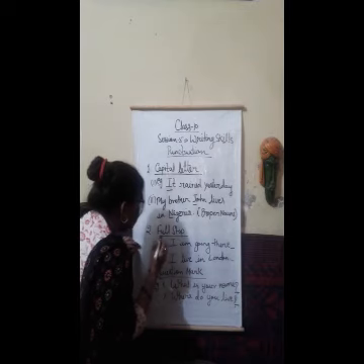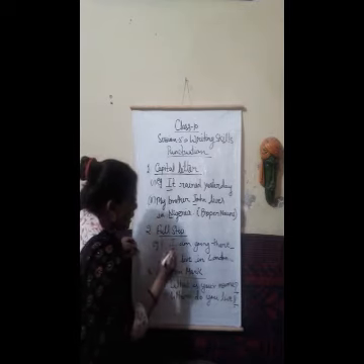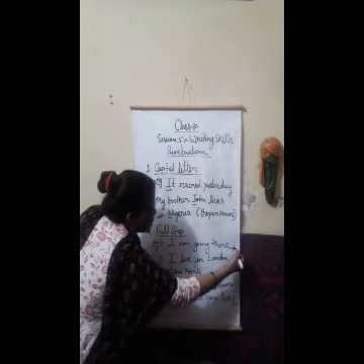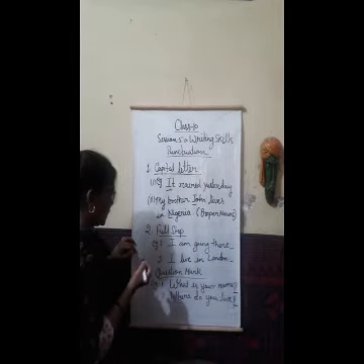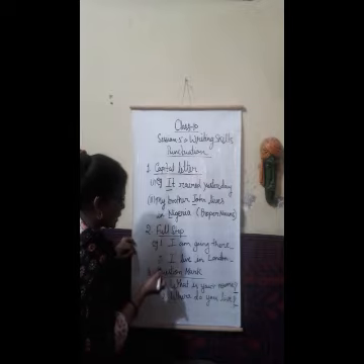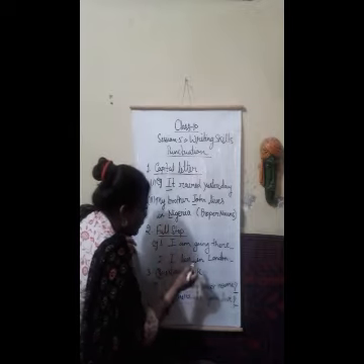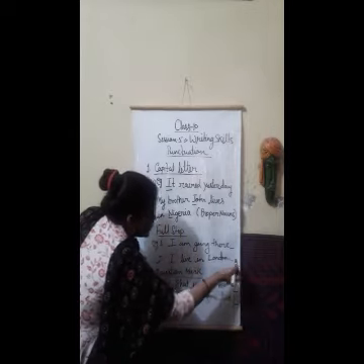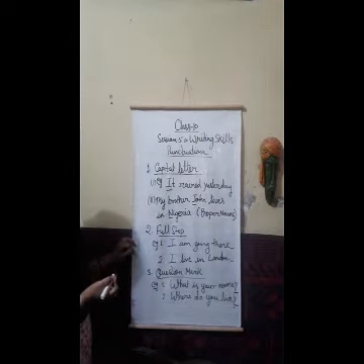The next punctuation is the full stop. I am going there. You can see here the full stop. And another example is: I live in London. Here you can see the full stop.